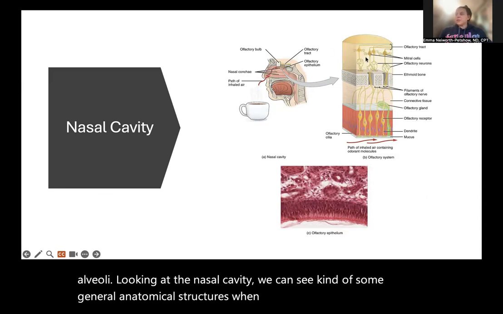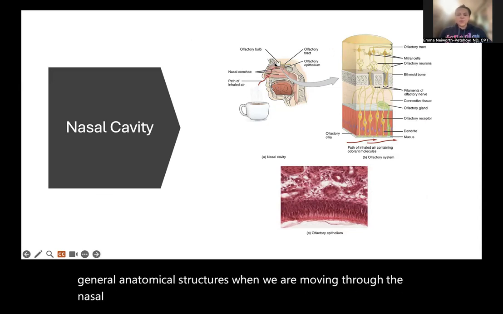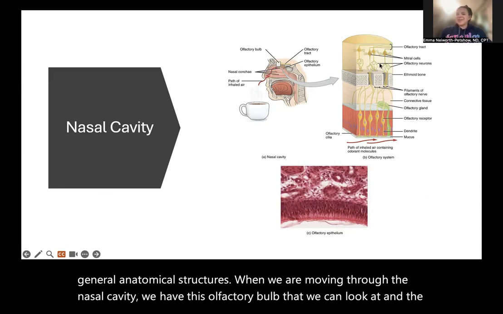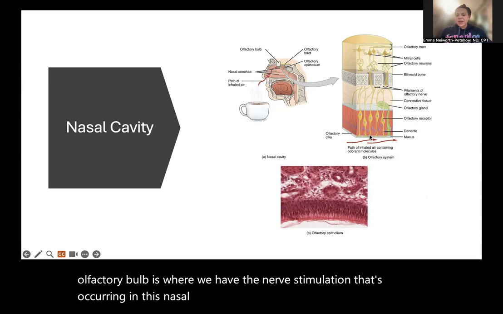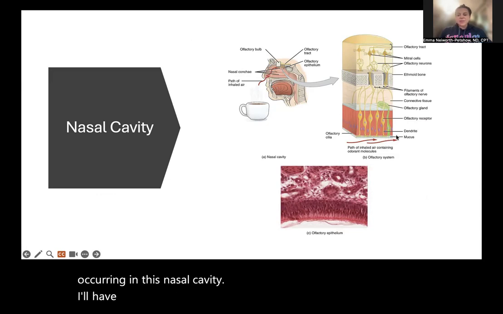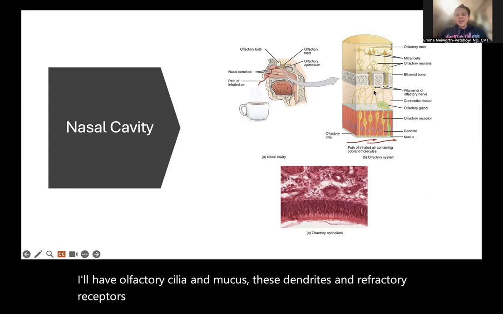When we are moving through the nasal cavity, we have this olfactory bulb that we can look at. The olfactory bulb is where we have the nerve stimulation that's occurring in this nasal cavity, where you'll have olfactory cilia and mucus. These dendrites are olfactory receptors. The axons then move up and synapse with our olfactory nerve, which is a cranial nerve.